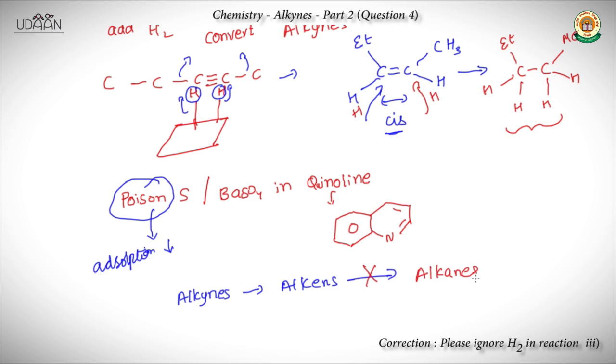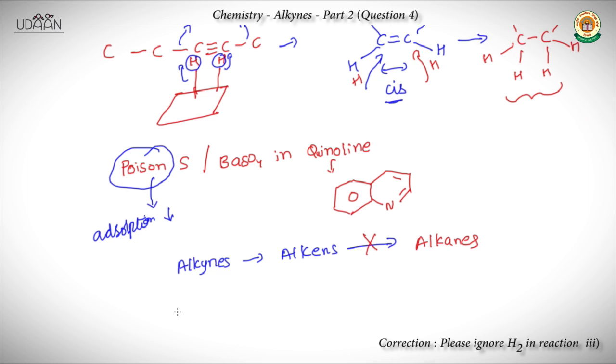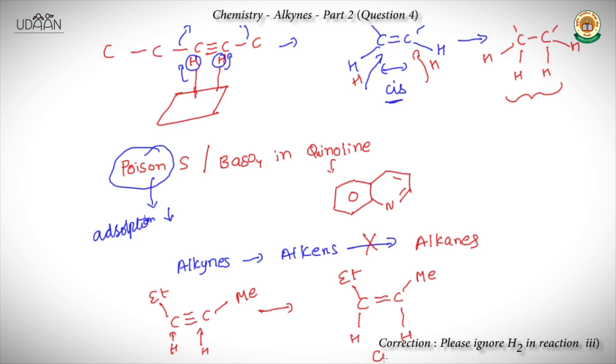The same syn addition happens here. It'll be a syn addition itself, because of the adsorption, basically. The first step remains the same. You have a methyl group here, and you have an ethyl group. So you'll get a cis alkene. This would be the final product, cis. So let's move on to the second reaction that we've got to solve.